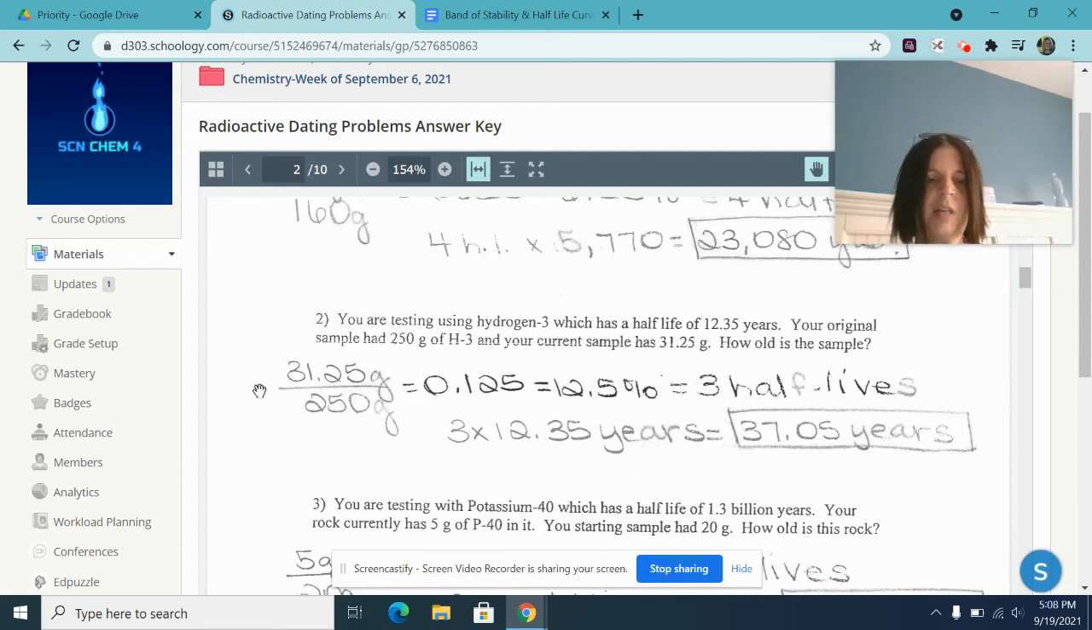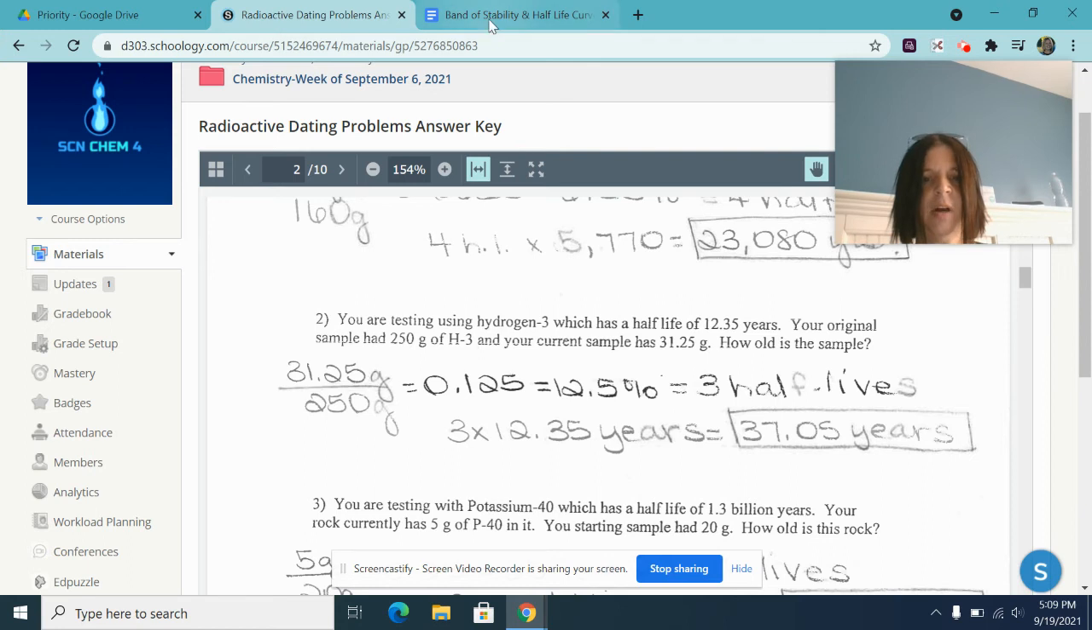So our current sample, 31.25 grams. This is our now sample, or our current sample, and this is our then sample, which is 250, or our original. If we divide these two, you can again see small number on top, large number on bottom, we get 0.125. If we multiply that by 100 to change it from a decimal to a percent, we get 12.5%.